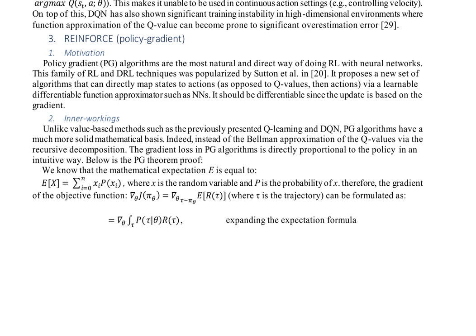In contrast, policy gradient, PG, algorithms directly map states to actions via a learnable differentiable function approximator. Unlike value-based methods, PG algorithms have a more solid mathematical basis and can handle continuous action settings. The policy gradient theorem shows that the gradient of the objective function is directly proportional to the policy. The theorem is formulated as the gradient of the expected cumulative reward with respect to the policy parameters, providing an intuitive way to update the policy parameters to maximize the expected cumulative reward.